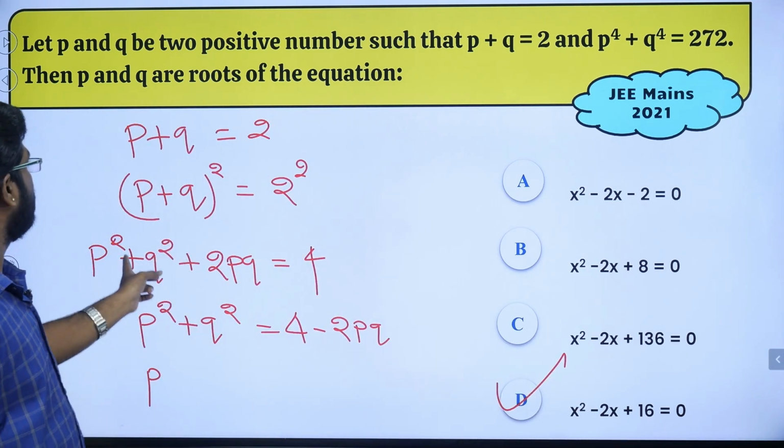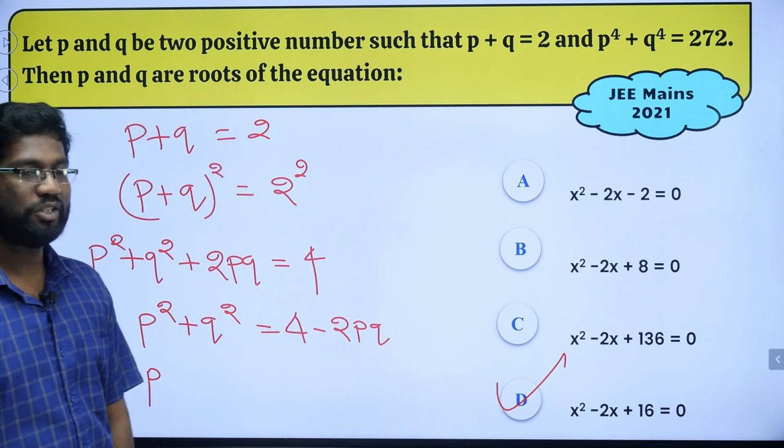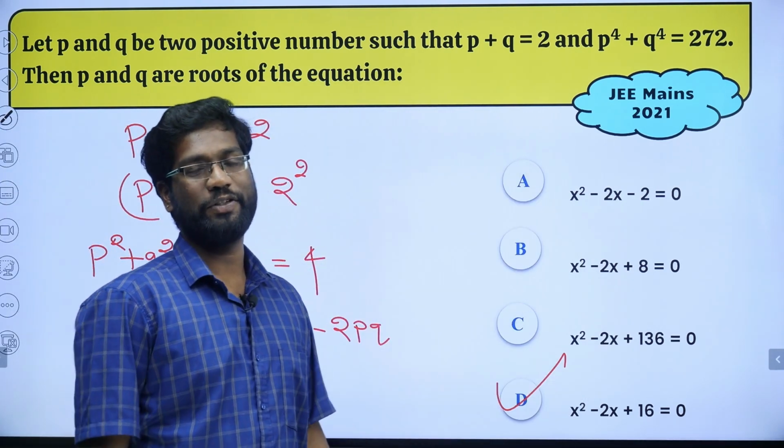Here, okay, I have erased that part. So x square minus 2x plus 16. So option D is the correct answer, my dear students.